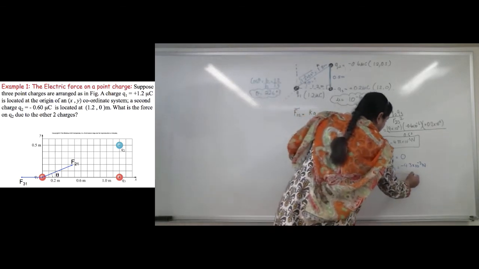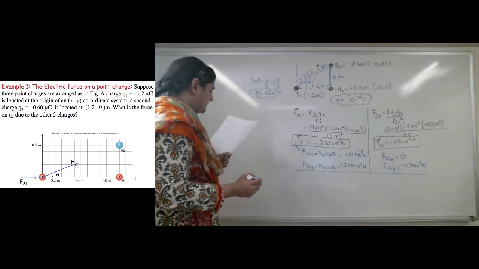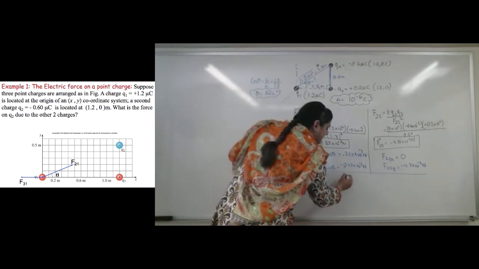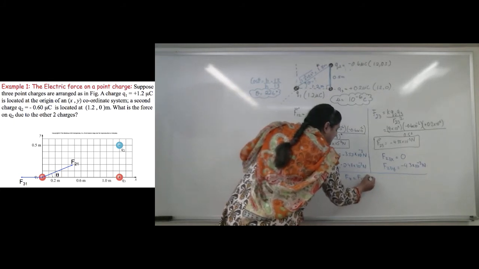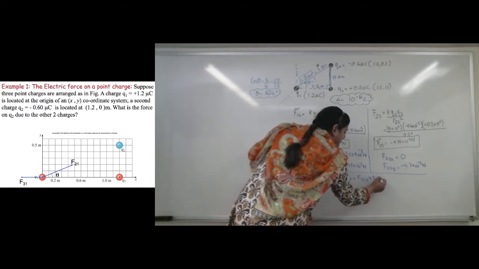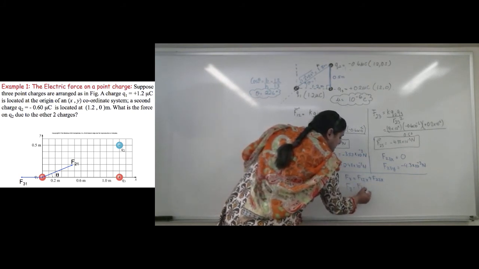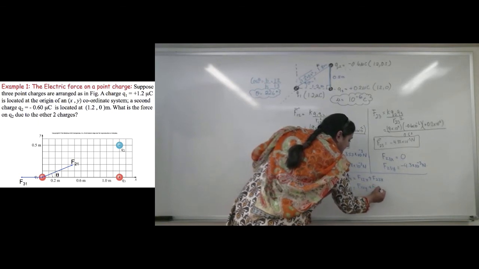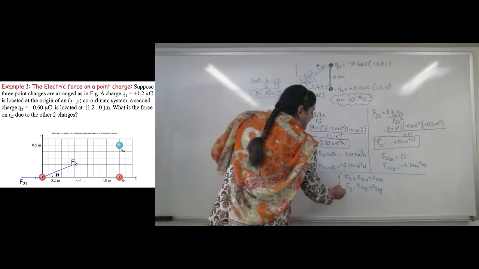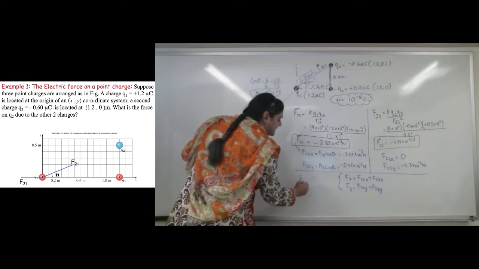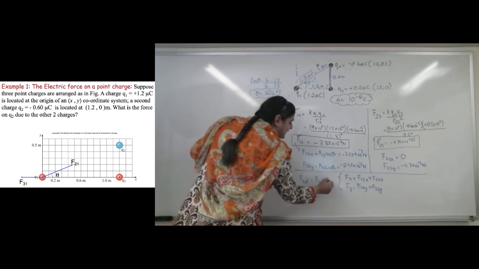Now, this means my total Fx will be F1-2x plus F2-3x, and my Fy will be F1-2y plus F2-3y. All I need to do is plug in some numbers in order to calculate what my total F net will be, from total Fx plus total Fy.